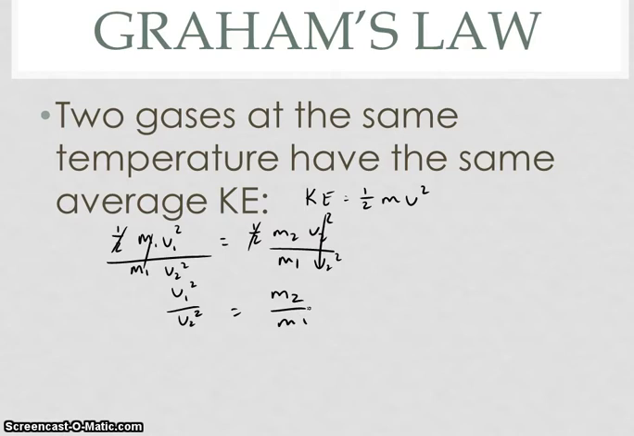Now we don't want the velocities squared, we just want the ratio of their velocities, so we're going to take the square root of both sides. And what that's going to leave us with is the Graham's law equation. The relative rate of diffusion of two gases equals the square root of their inverse molar masses. Notice V1 is here, but M1 is here. V2 is here, M2 is here. So it's a square root of the inverse molar masses. In other words, the heavier the particles, the slower they move. The lighter the particles, the faster they move.